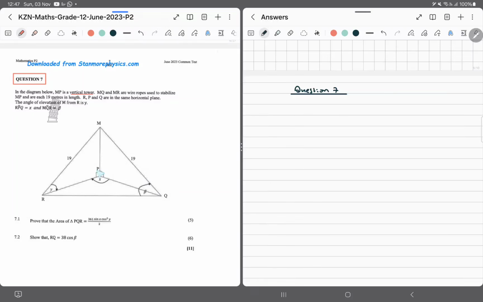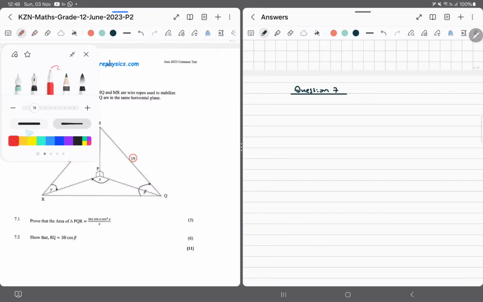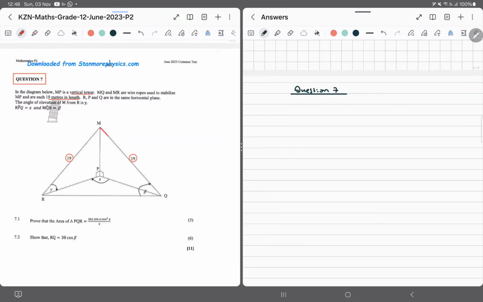So we can see those angles are 90 degrees. MQ and MR are wire ropes used to stabilize MP and are each 19 meters in length. So we can see that those ones are equal. So if they are equal, they're creating an isosceles triangle. You see this big triangle here is isosceles. This big triangle becomes an isosceles triangle.